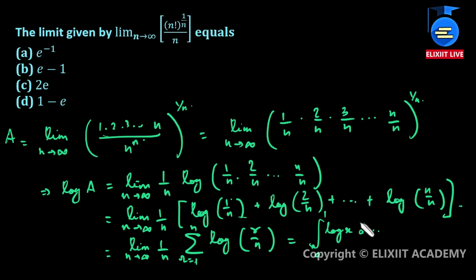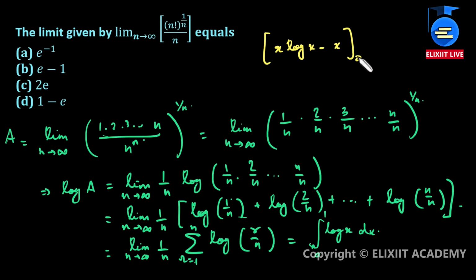Now this is a very common integration, log x dx. All of you know this thing. How do we integrate log x dx? Integration by parts. By this time you should be knowing these types of basic integrals. So the integration of log x dx is x ln x minus x. It is x log x minus x.